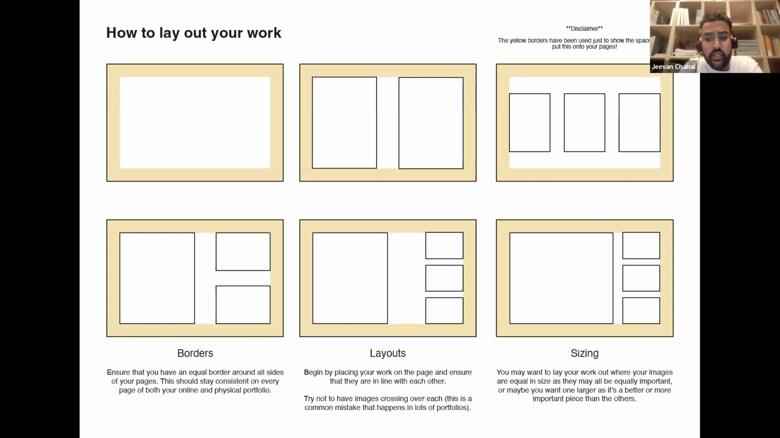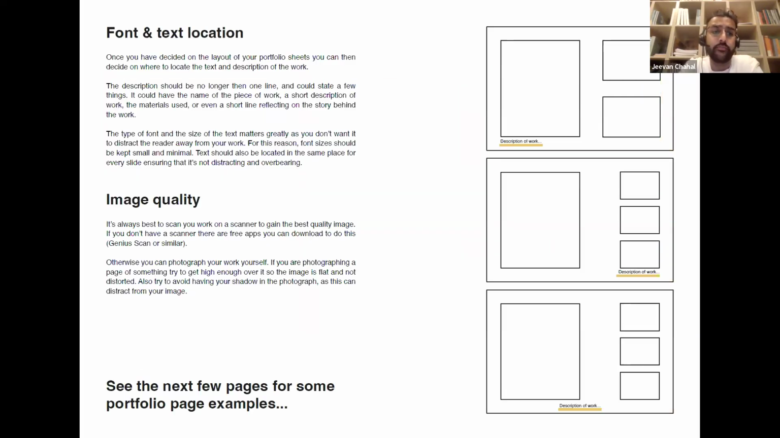And also sizing, finally. You may want to lay your work out where images are equal in size, as they may all equally be important. Or you might also want to have one which is a bit larger, as it's a better or more important piece of work than others. And this comes down to hierarchy of a page. So, for example, if one image is bigger than the rest, which you can see in the bottom left or the bottom row, for example, my eyes are straight away drawn to the biggest image on the page, and that should be your most important image, or the image that you want the reader to look at first. So we'll move on now to the next part, which is font and text location.